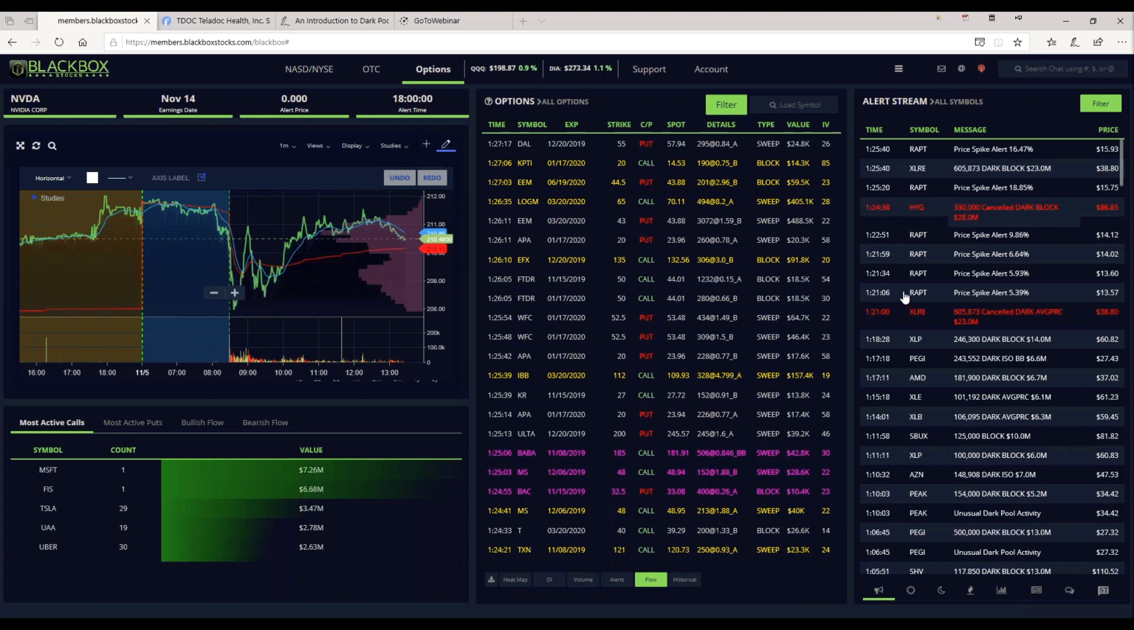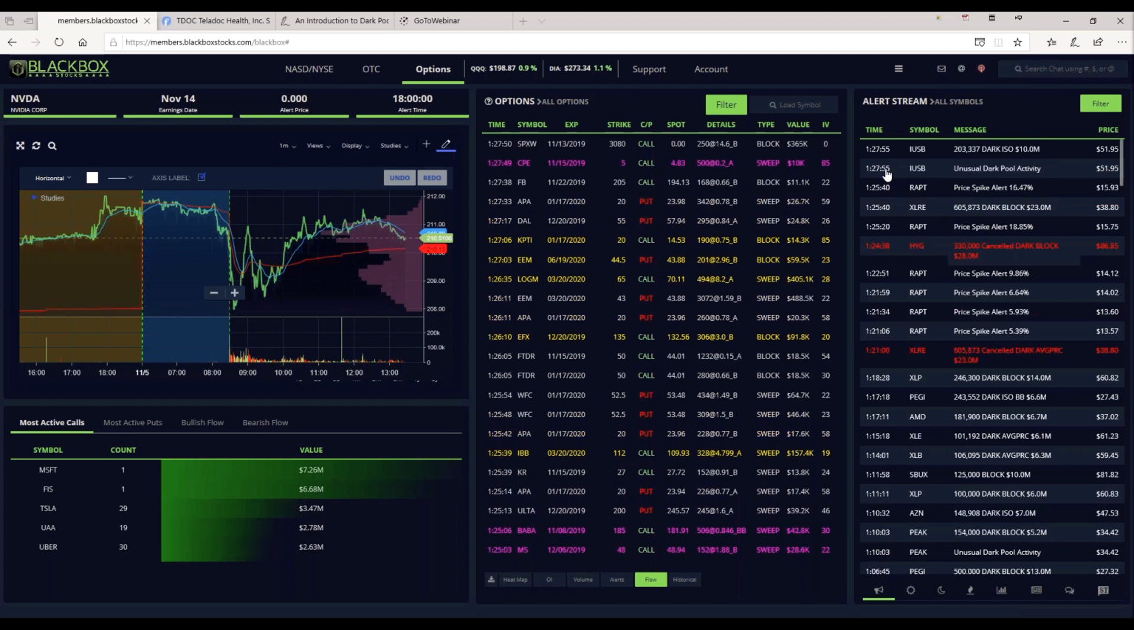So with BlackBox, we get to see in real time. My screenshot is currently showing you the options flow. Notice it's to the millisecond, as well as this right side that's showing you dark pool data, also to the millisecond. This is what I like to trade off of. I like to be able to mix and just follow the money using dark pool as well as the options flow.